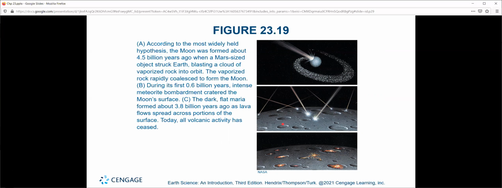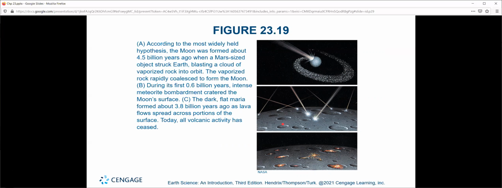When the Earth was struck by a Mars-sized object, it blasted a cloud of vaporized rock into orbit. This is, again, when the Earth was more molten. It didn't crack like a bowling ball necessarily. The vaporized rock rapidly coalesced and therefore formed the moon. So essentially the moon was formed in the same way the rest of the planets were formed.